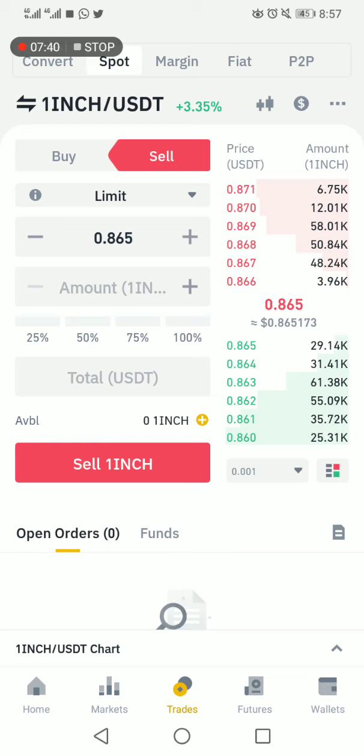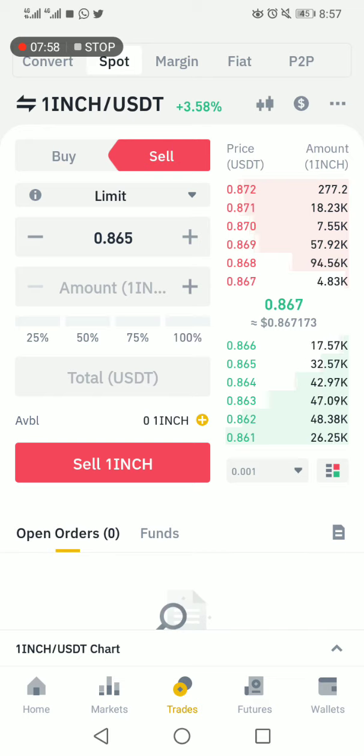But I normally like setting the sell amount, so that even if I'm busy, it will just sell for me and return my capital back to me. Okay, so that is about spot trading on your Binance app.